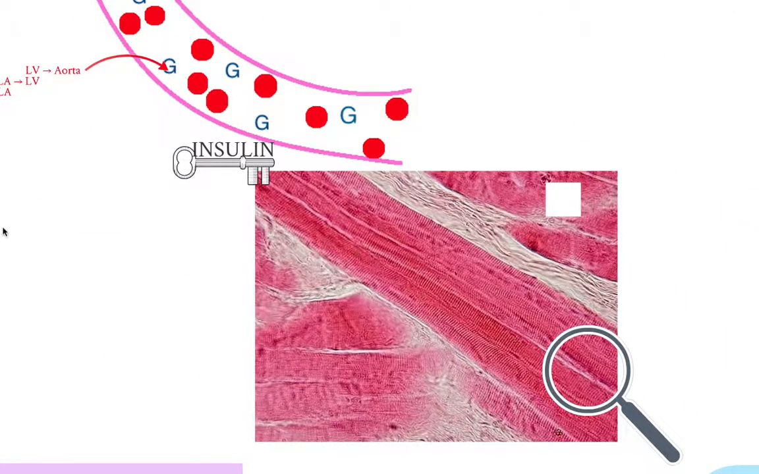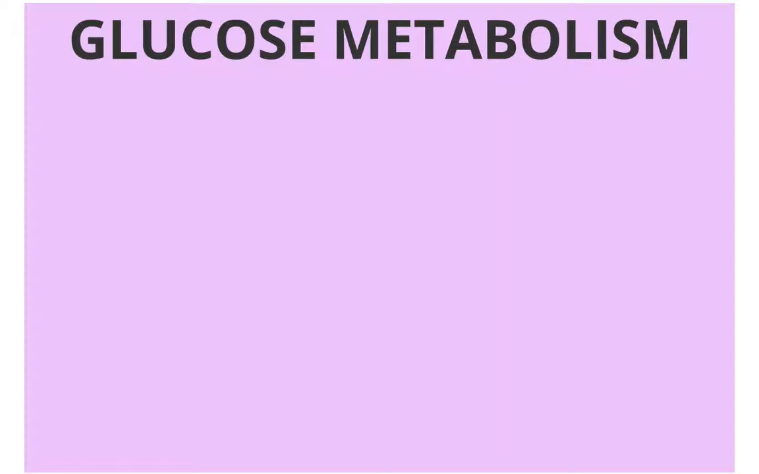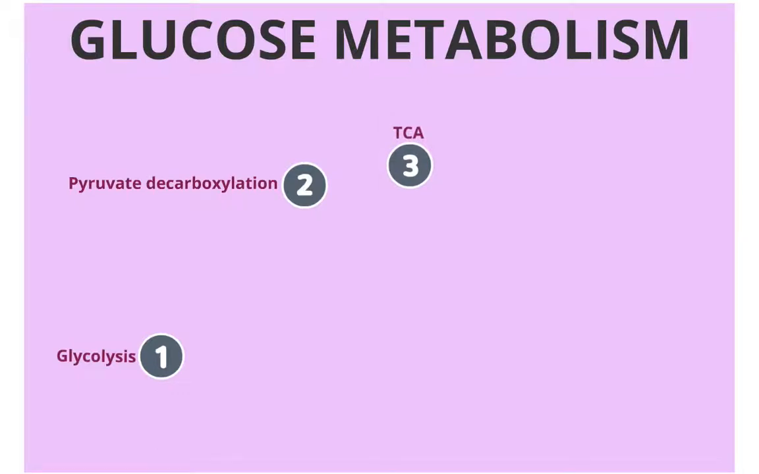In the presence of insulin, skeletal muscle expresses GLUT4, the transporter required to uptake glucose from the blood. Glucose metabolism entails glycolysis, pyruvate decarboxylation, the tricarboxylic acid cycle, and the electron transport chain.